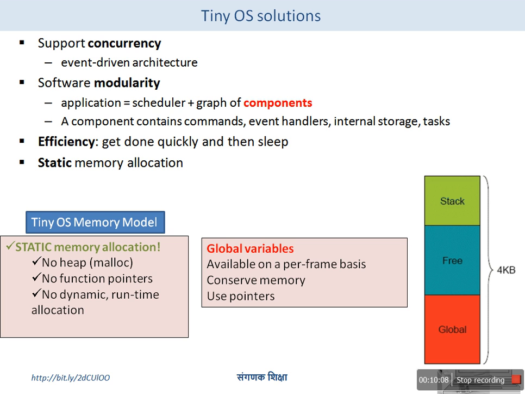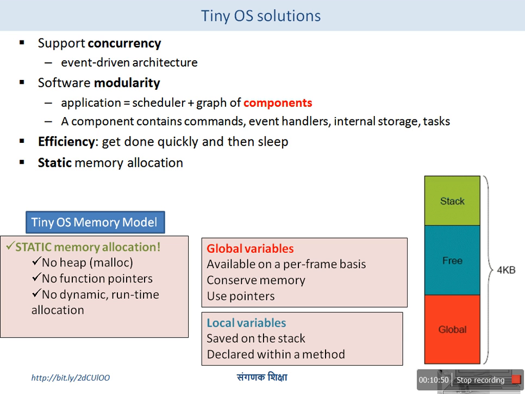Now, global variables are assigned on a per frame basis. Because they conserve memory, we define a separate memory space for the global variables, and they can use pointers. So global variables can use pointers. They have a different memory space in our sensor node. So when we declare a global variable, it may be a reference or a pointer to some component or interface. We will see this in detail when we program in the nesC language.